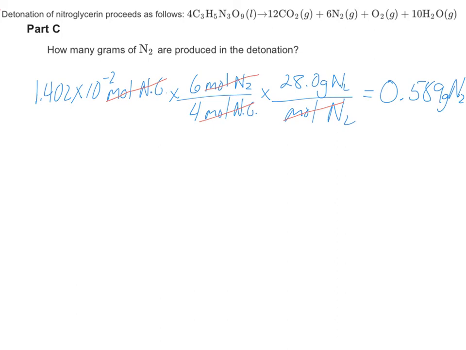We use a mole ratio to convert from moles of nitroglycerin to moles of nitrogen gas. And then we use the molar mass, 28 grams of N2 per mole of N2. Punch that into our calculator and we get 0.589 grams of N2. 3 significant figures because of the molar mass, 28.0 grams of N2.